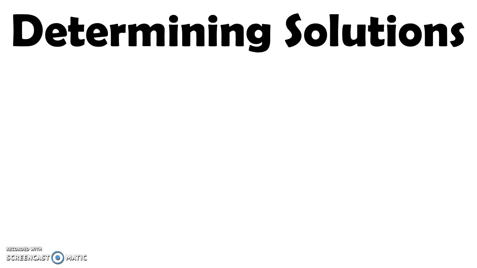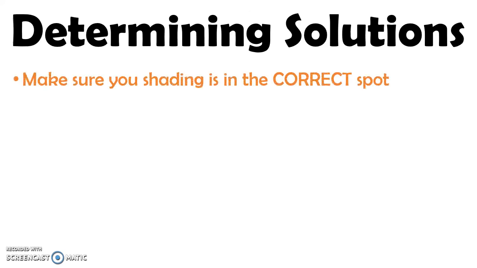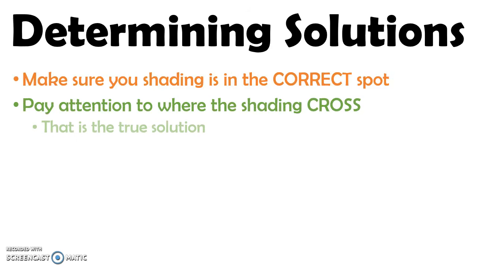So how do I determine the solution when I'm graphing systems of linear inequalities? Make sure that you shade the correct side of the line. If you're ever not sure, you can always test a point. Pay attention to where the shadings cross or intersect, because that's the true solution of the system of inequalities.